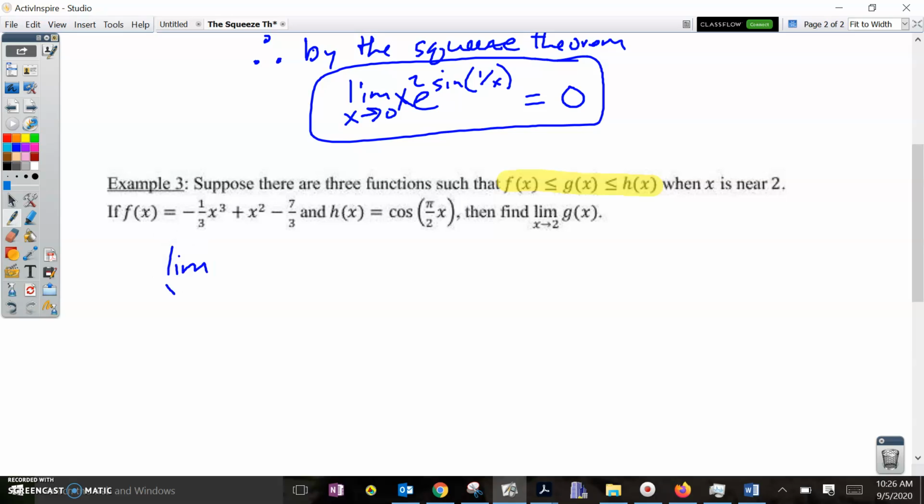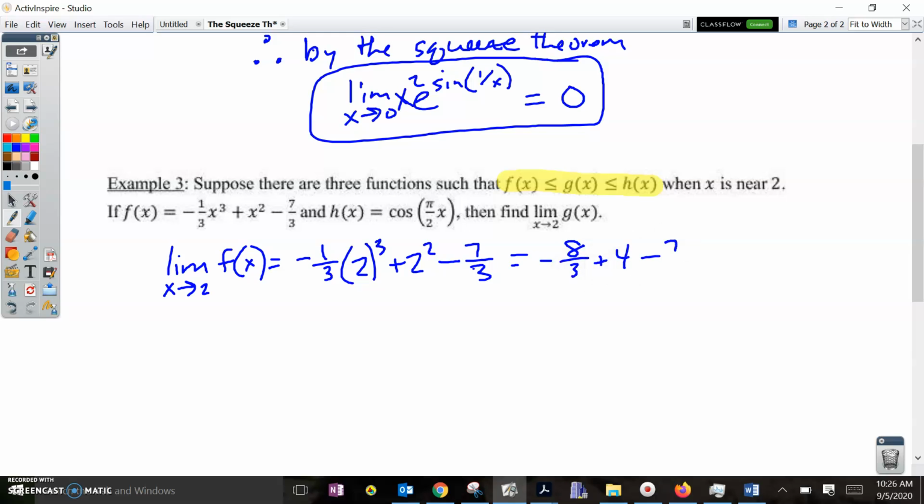We'll find the limit as x approaches 2 of f of x by just substituting 2 in everywhere for x. And calculating, that's -1/3 times 8, so -8/3 plus 4 minus 7/3. And if we calculate the value of all that, that ends up being -1.